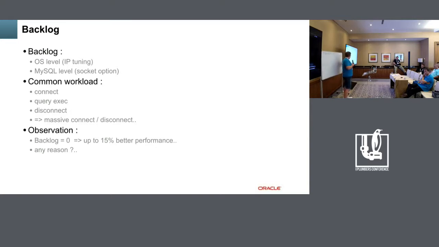And what's amazing is that if we don't use backlog, we have up to 15%, probably even more, better performance. And there is no impact. So how is this result possible? Because users are normal, so there is no storm. Everything is fine, and still about the network.